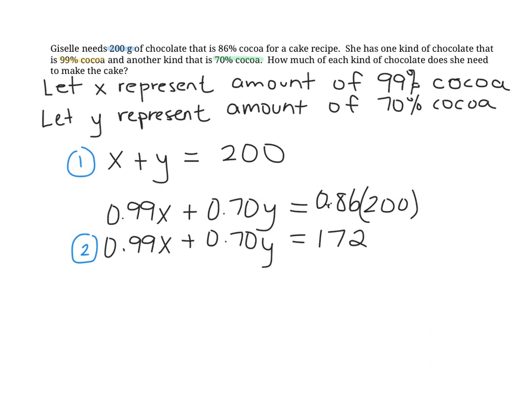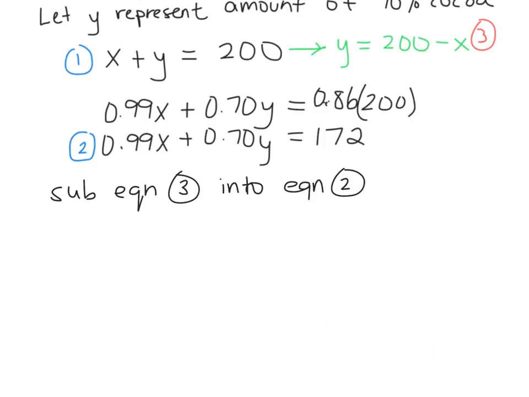And so I'm going to start with equation number 1. And I'm going to rearrange it to isolate for either your choice of X or Y. So I'm going to go ahead and isolate for Y. And so if I were to do that, that would give me an equation of Y equals 200 minus X. And so I'm going to call this equation number 3.